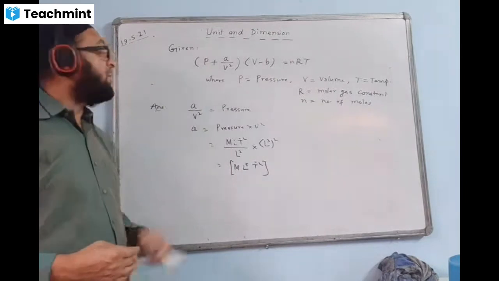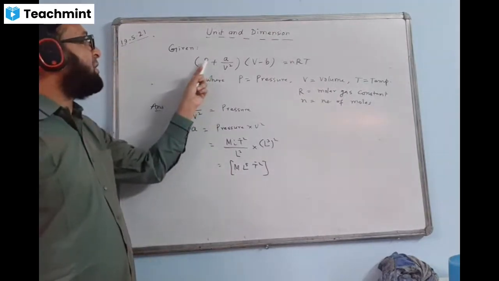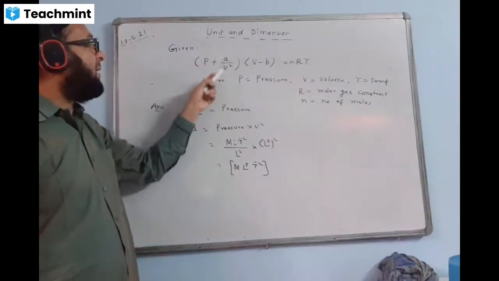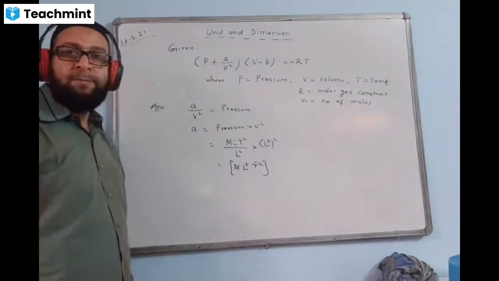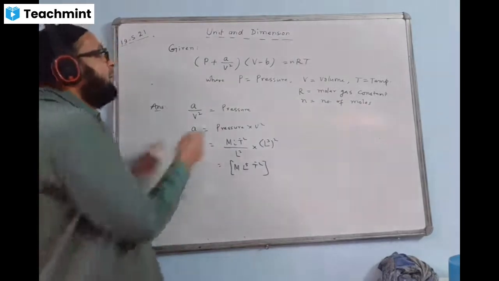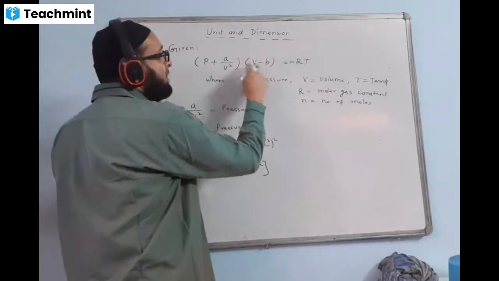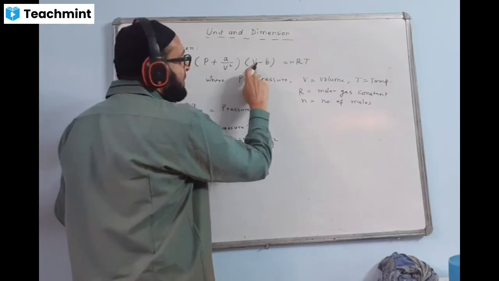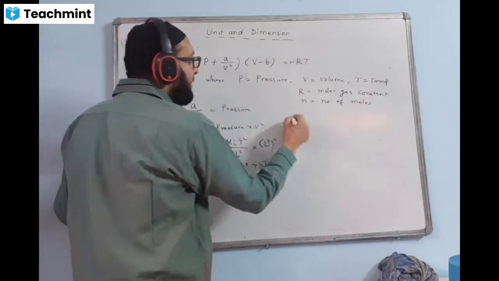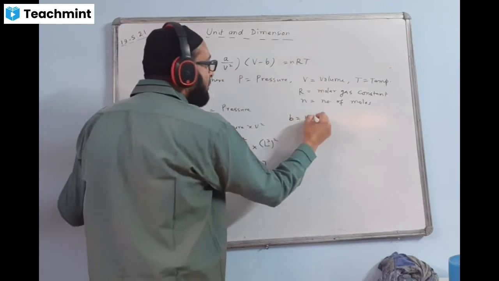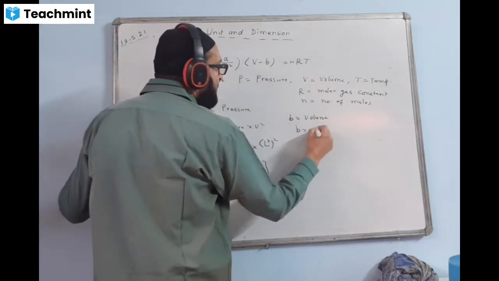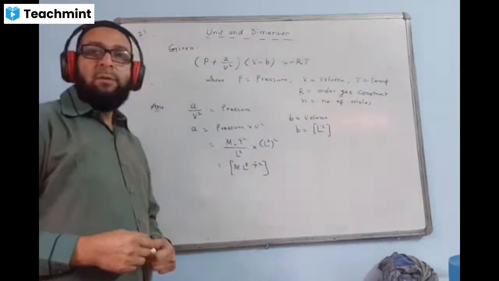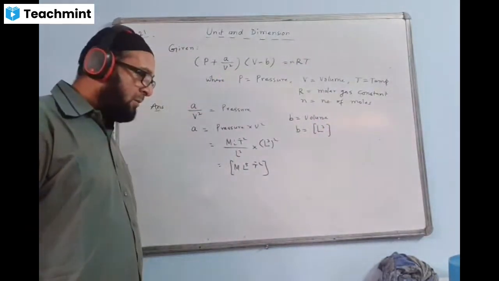You can see within the bracket, what can we add? Addition takes place within similar, homogeneous quantities. P is pressure, so a/V² also will be pressure. In the same way, what can we subtract? Only homogeneous quantities can be subtracted. V minus b: V is volume, and b will also be volume. So write down b is equal to volume. What is the dimension of volume? L³. So finished. We got the answer, the dimensions of a and b.